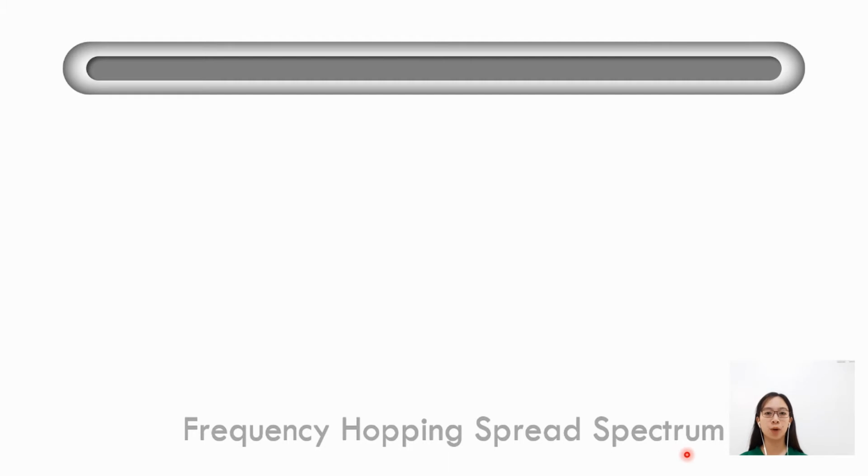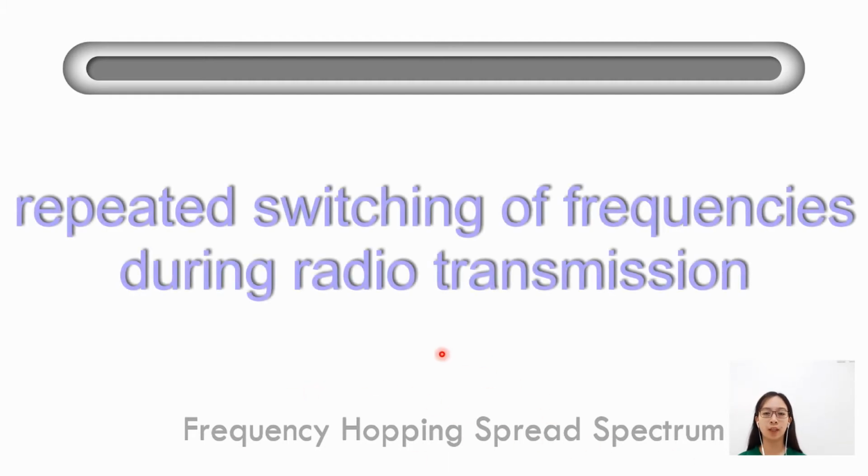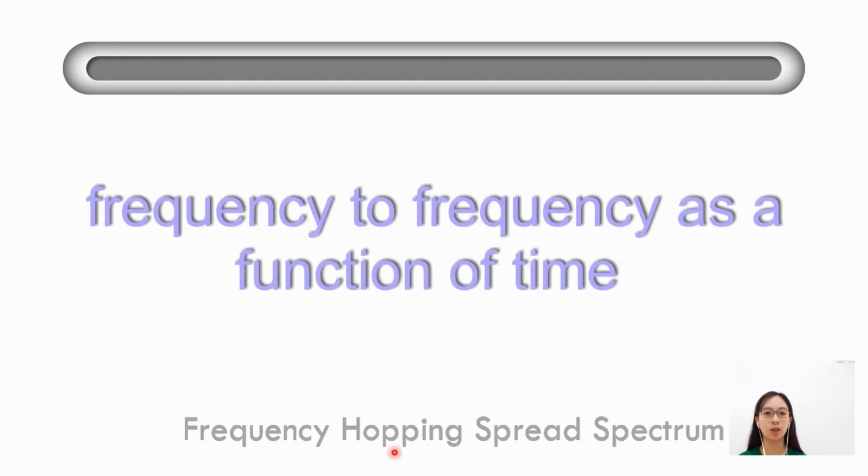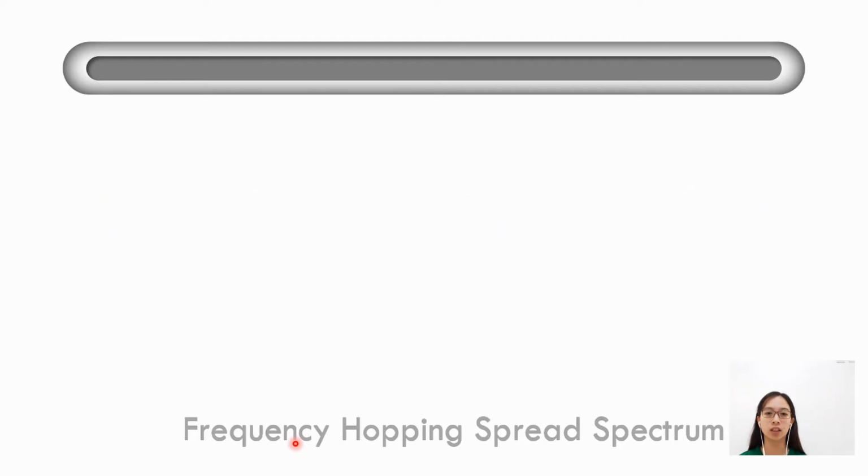Frequency hopping spread spectrum. Frequency hopping spread spectrum, or FHSS, transmission is the repeated switching of frequencies during radio transmission where the transmitter hops in a random but predictable sequence from frequency to frequency as a function of time over a wide band of frequencies which is already known to the sender and receiver.